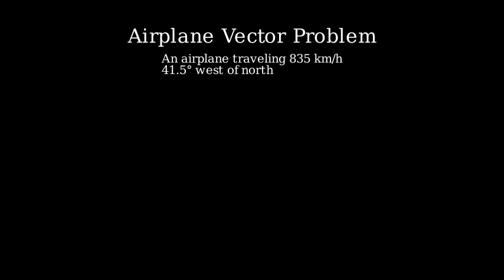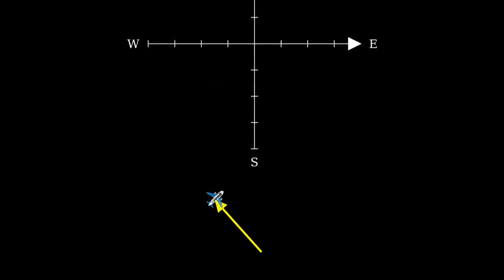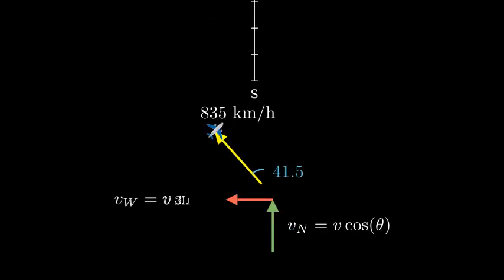Let's start by drawing a diagram to help us visualize this problem. First, let's draw our compass directions. Now, we can show the airplane's velocity vector, which is 835 kilometers per hour at an angle of 41.5 degrees west of north. To find the components of this velocity, we need to break it down into its northerly and westerly components. We can do this using trigonometry.